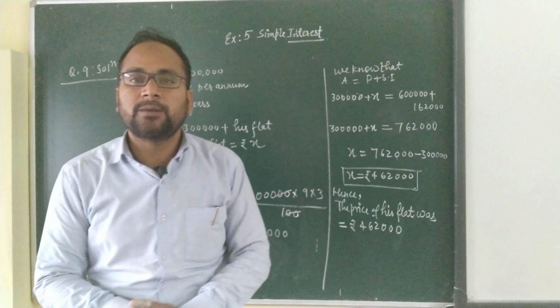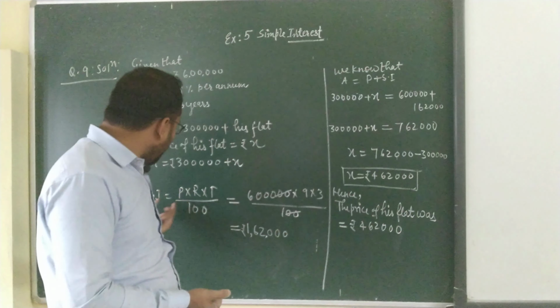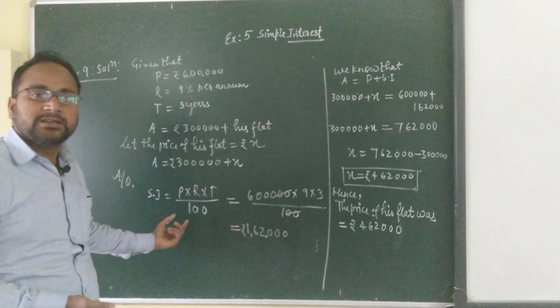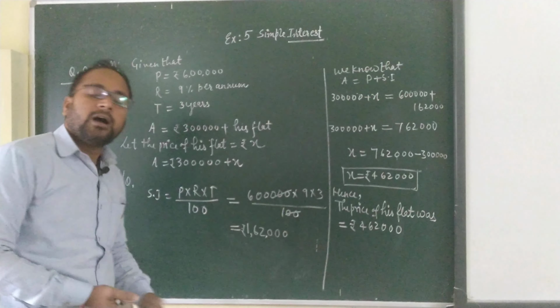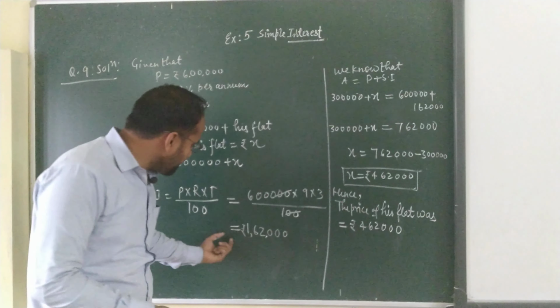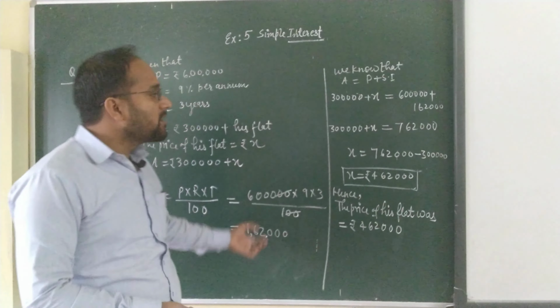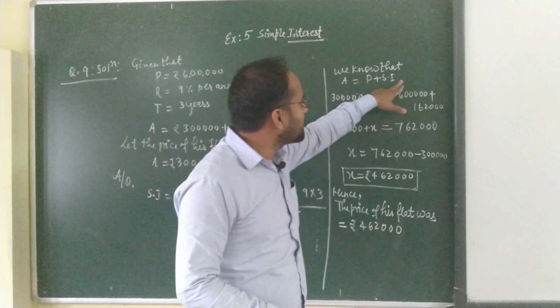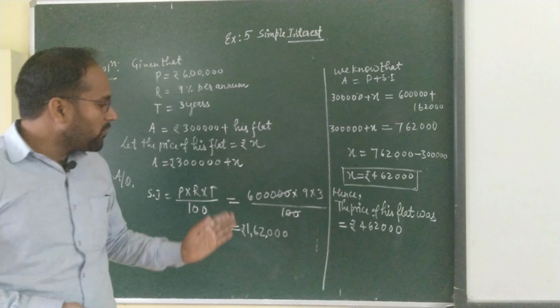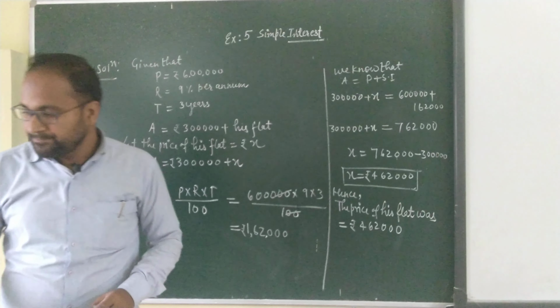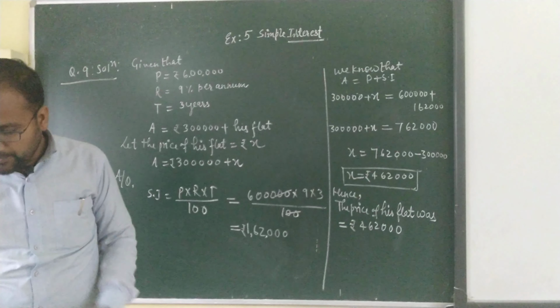In the amount, this price is not given, so our aim is to find this price. Before finding this, to find the simple interest, you know the formula: simple interest is equal to principal multiplied by rate of interest multiplied by time upon 100. By that formula, we found the simple interest 1,62,000. And we know that amount is equal to principal plus SI, and from there we found the unknown quantity X. We get 4,62,000 as the price of the flat.